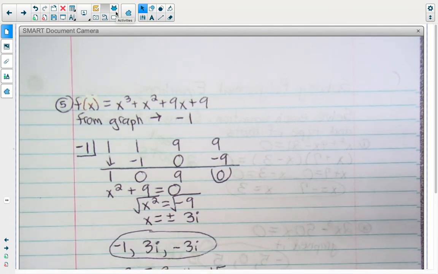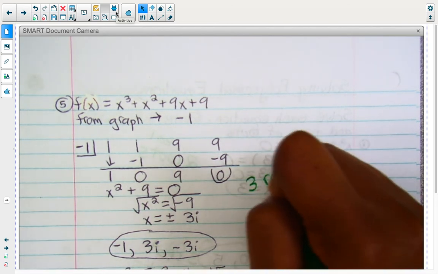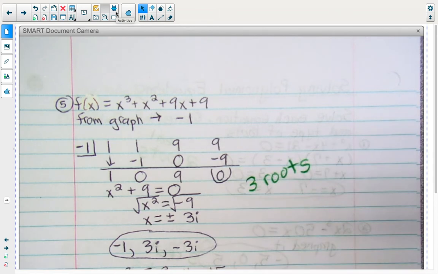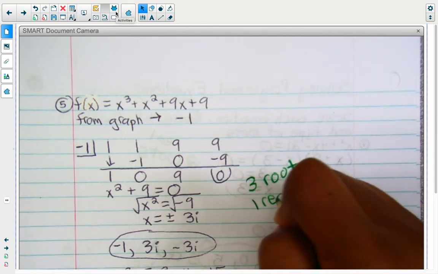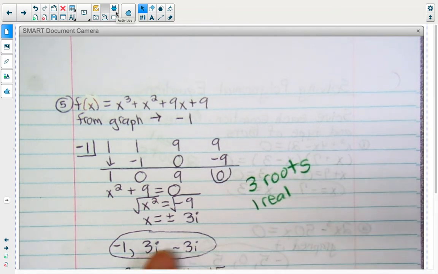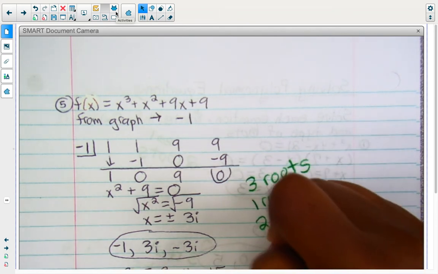And let's list how many and what type. So I know that I got 3 solutions, 3 roots. One of them is real. I got that from the calculator. 1 is real. And 2 of them are imaginary. 2 imaginary.